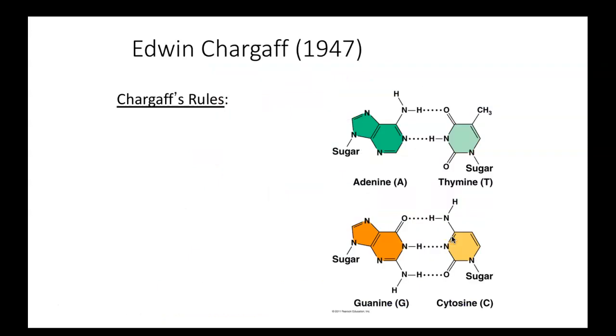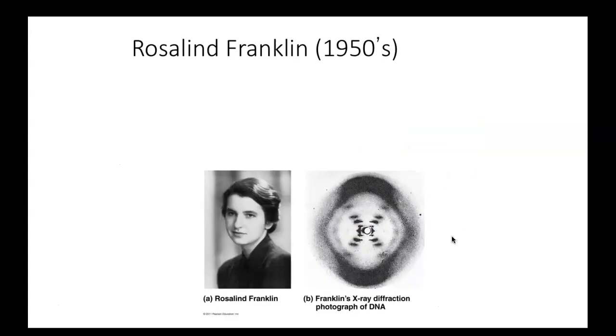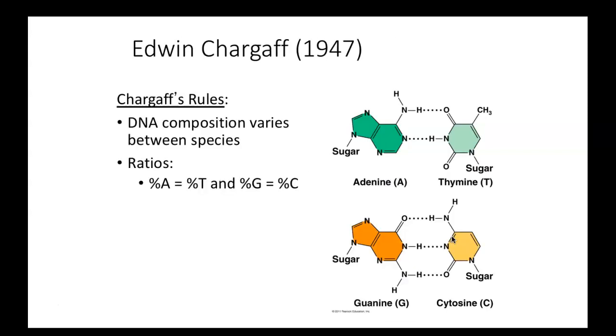All right, Chargaff, Edwin Chargaff. He found that even though DNA composition varies between species, the percentage of A equals the percentage of T. And you're like, what is A and T? What are you talking about, lady? Adenine, thymine, guanine, and cytosine, those are the nitrogenous bases found in nucleotides. So remember, a nucleotide is the monomer that makes up nucleic acids.